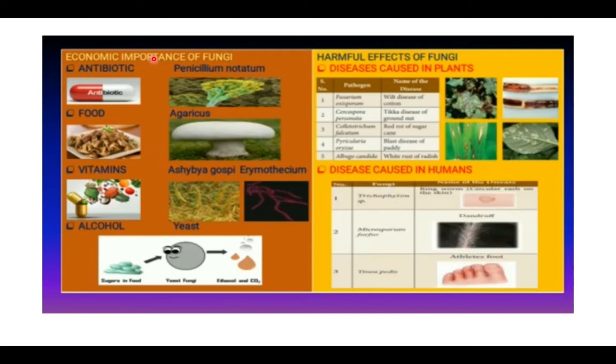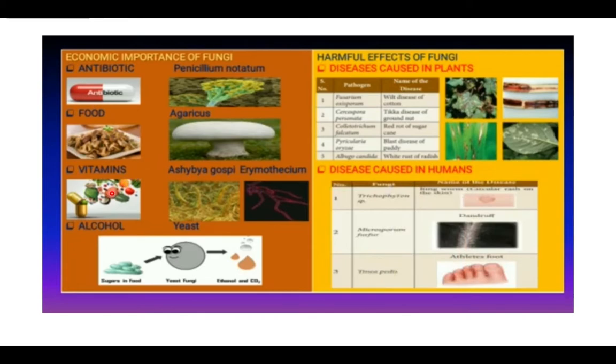Fungi are used in the preparation of medicine, for preparing antibiotics. The first antibiotic is penicillin, which was prepared from Penicillium notatum. This is one fungus, and it was found by Alexander Fleming. And then fungi are helpful in the preparation of food. Example, Agaricus. This is an edible mushroom, highly rich in protein, right?